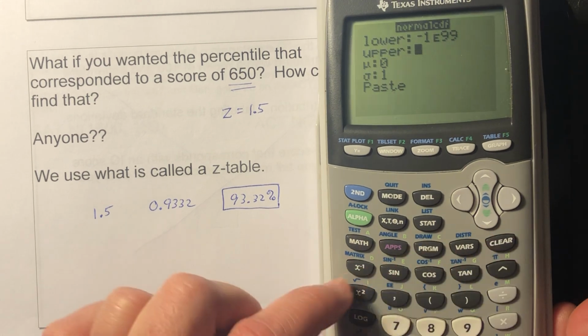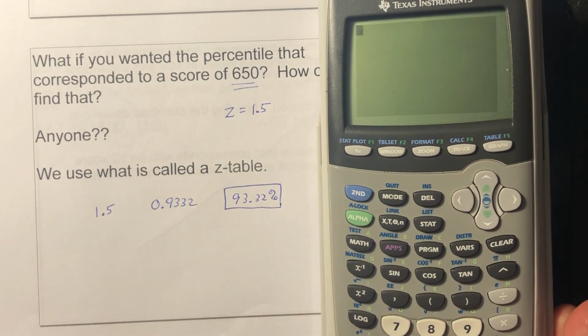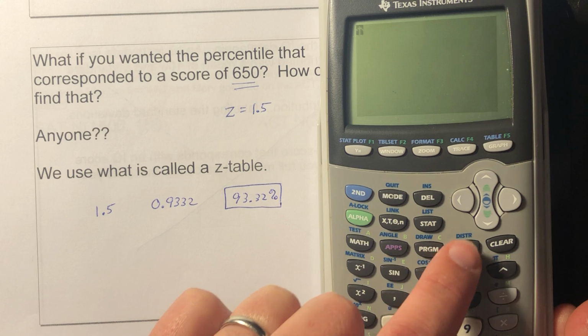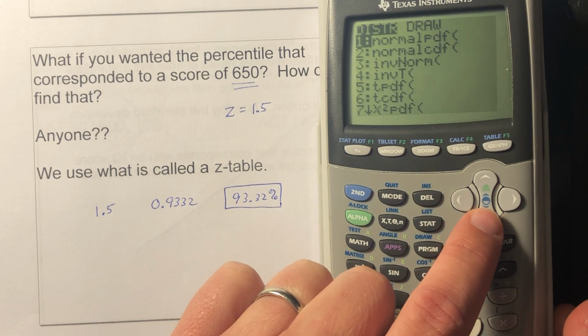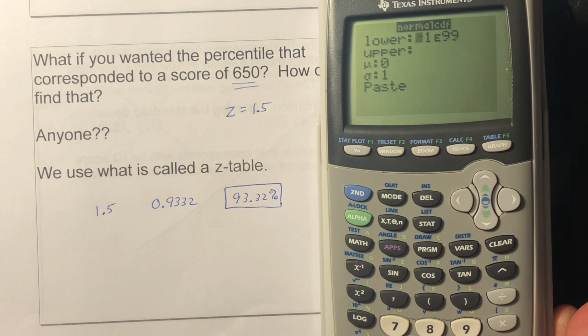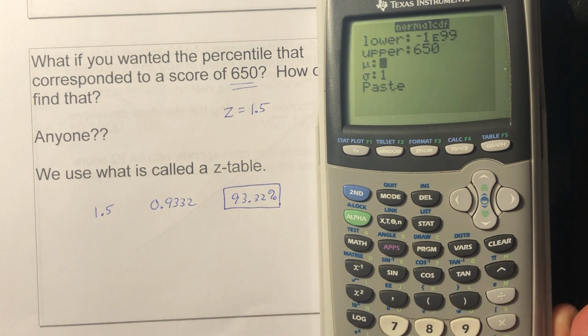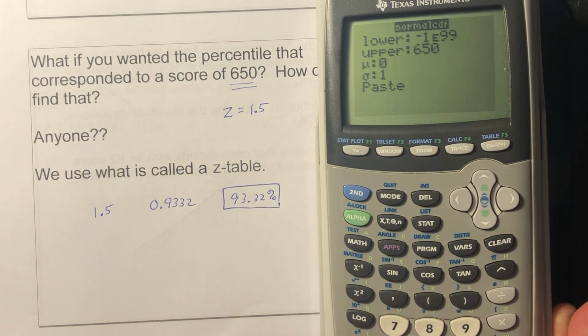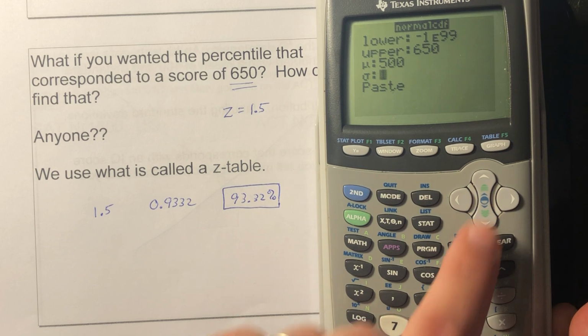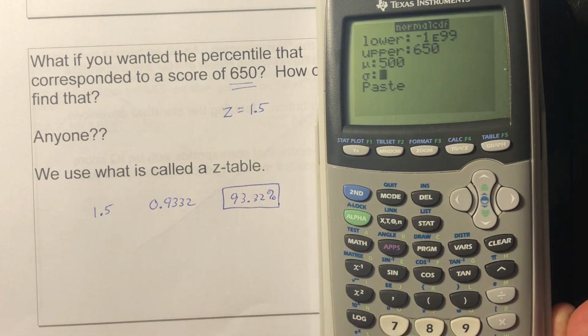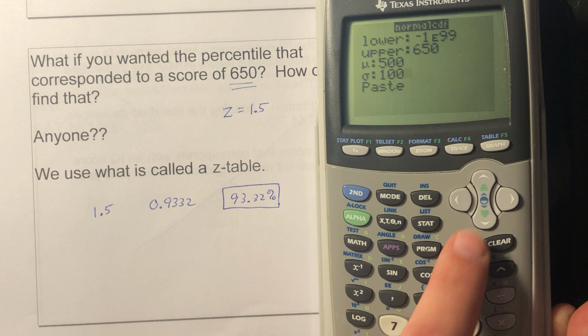So let me do all that again. It was a little hard to see. So second VARS, option 2. So I'm going to arrow down, hit enter. You can just hit the 2. Now, the upper is the number you're looking for. So ours is 650. Okay. There's your mu. That's your mean. That's your average, 500. And then little sigma. That's your standard deviation, 100.